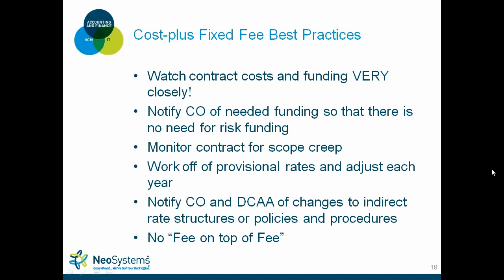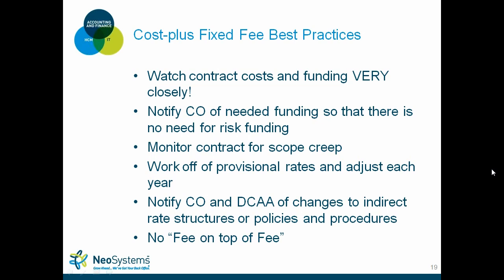So, best practices. Watch contract costs and funding very closely. If you have an accounting system that's able to distinguish between targeted or provisional rates and your actual rates, you have an advantage right there because you're able to monitor those costs. You're able to see where you're over or under every month. And obviously the reason you need to watch your costs is that you don't want to be too over and you don't want to be too under your proposed rates. Again, notify the contracting officer of needed funding.